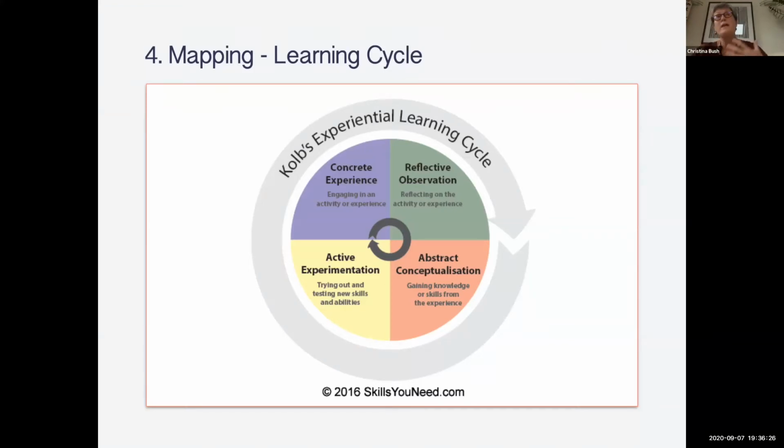So if somebody needs that concrete experience, then there are some techniques that I'm not going to be talking about tonight, but we talk about in some of our other work, that you can use to help patients recreate an experience and act as if they've had that experience so that they have a concrete memory that they've created. For some people, they like to reflect on something, so they might need some time to observe something and then reflect on it.